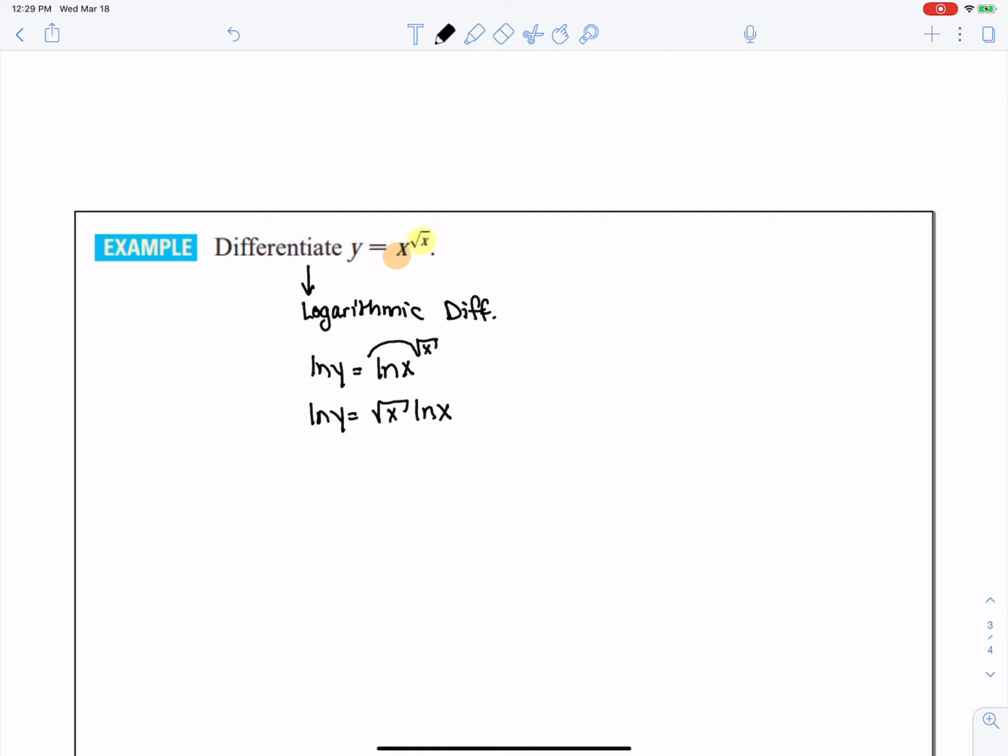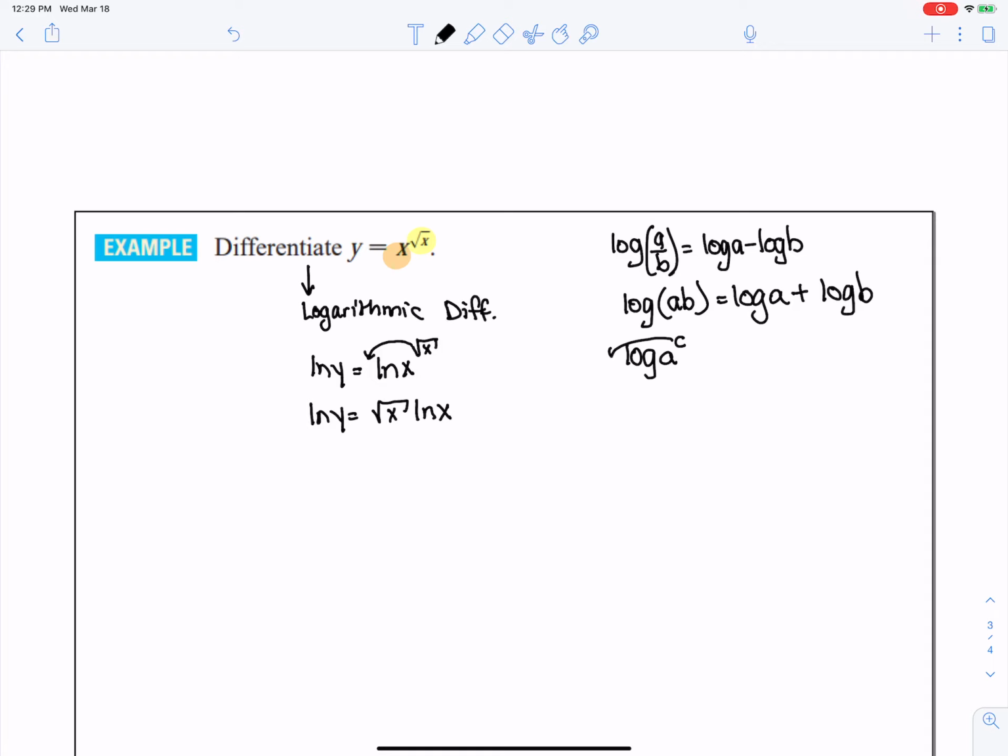Exponents are allowed to be pulled down. You have to watch your log rules. Log a over b is log a minus log b. This is all 30-1 rules. Log a times b is log a plus log b. If I have log a and it's raised to some exponent c, that c can come out front. So now I'm ready to differentiate.